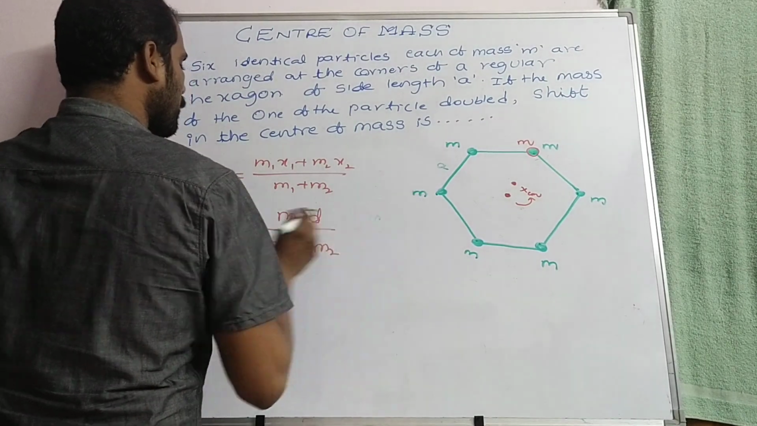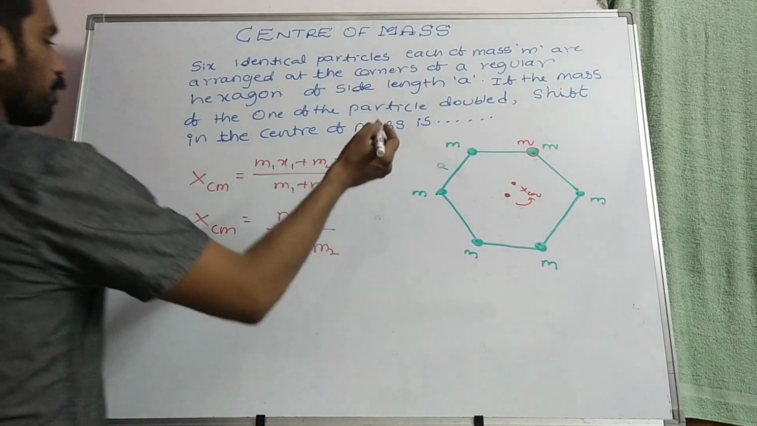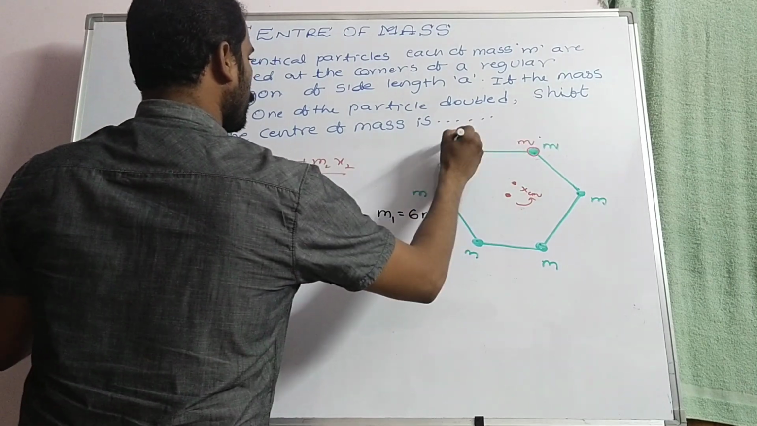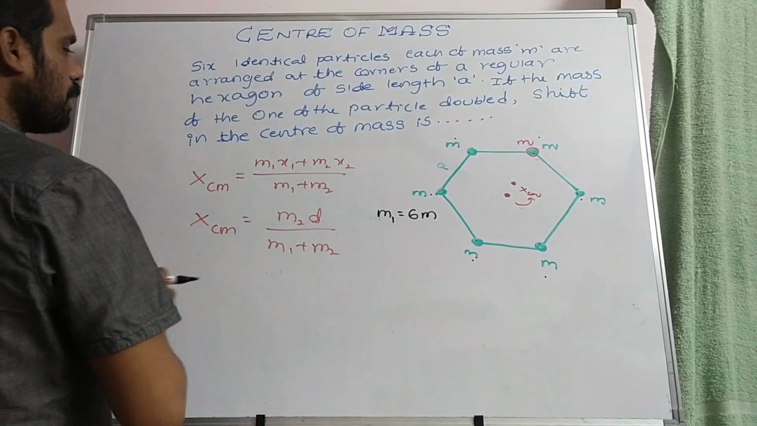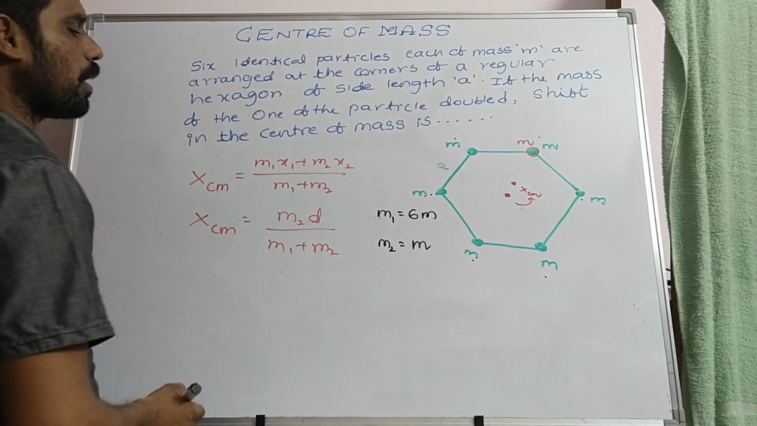Now you know m1 is equal to 6m, because of the 1, 2, 3, 4, 5, 6 particles. Then we are placing another mass, m2, equal to small m.